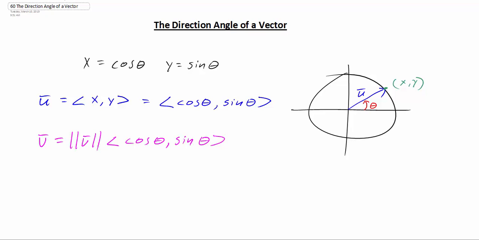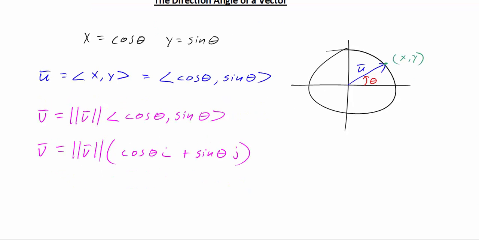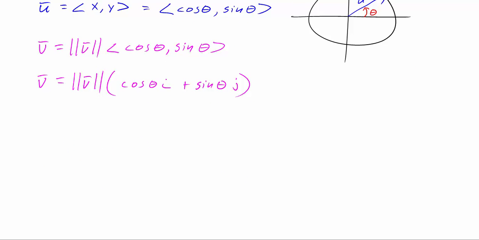And since we're thinking of this in terms of our trig functions, we could actually think of this in terms of i and j. We could write this as the magnitude of v multiplied by the cosine of theta i plus sine theta j. So we can use the component form or this linear combination using i and j as our standard unit vectors. That's just two different ways that we could write this.